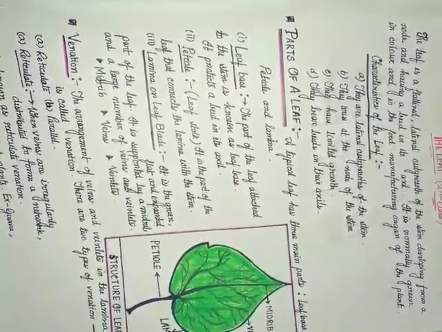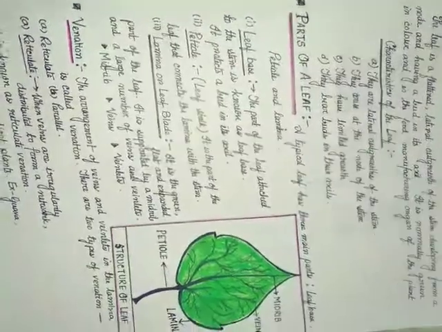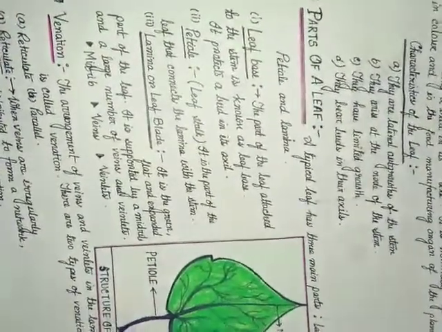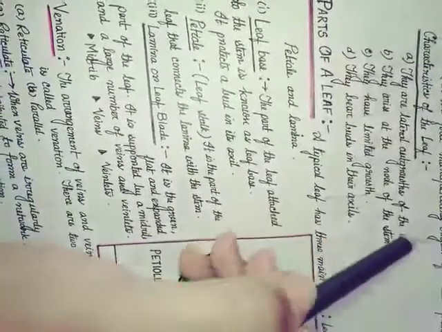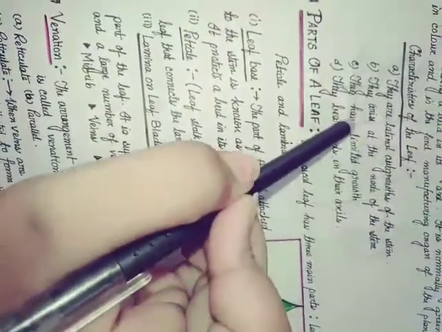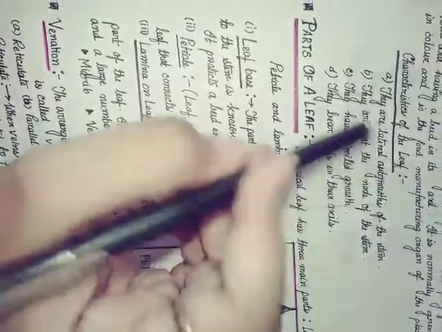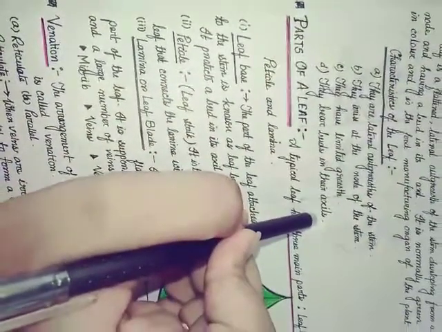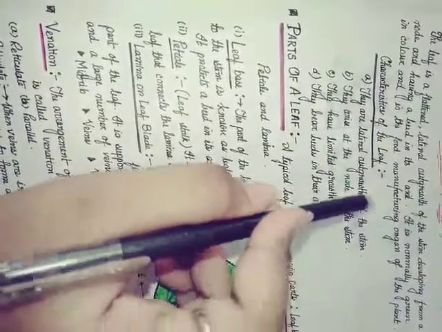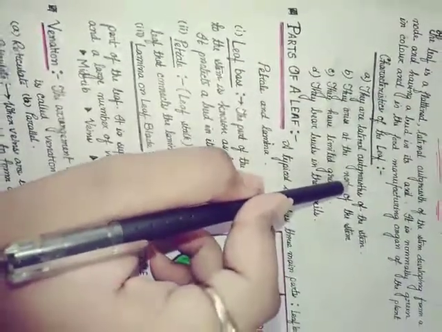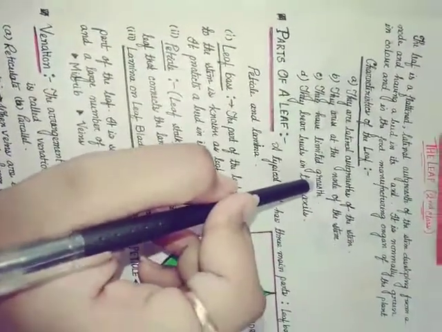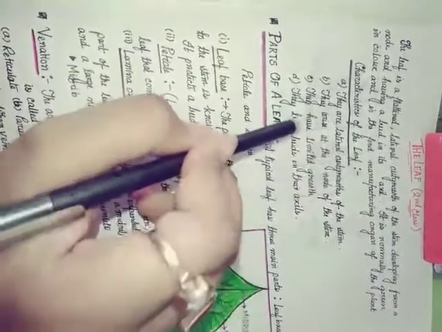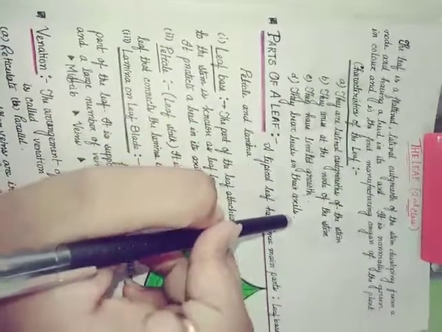Now, what are the characteristics of a leaf? They are lateral outgrowths of the stem. They arise at the node of the stem. They have limited growth, up to a certain limit only. They bear buds in their axils. So four characteristics are there.